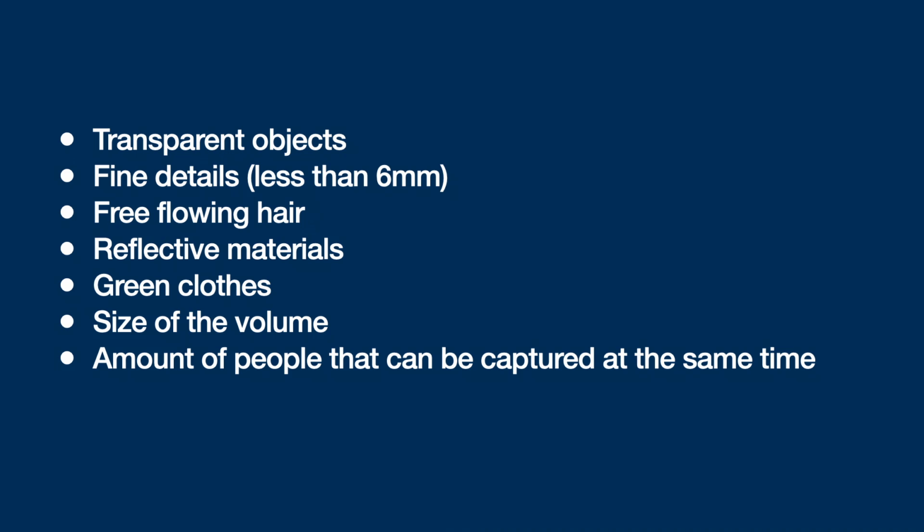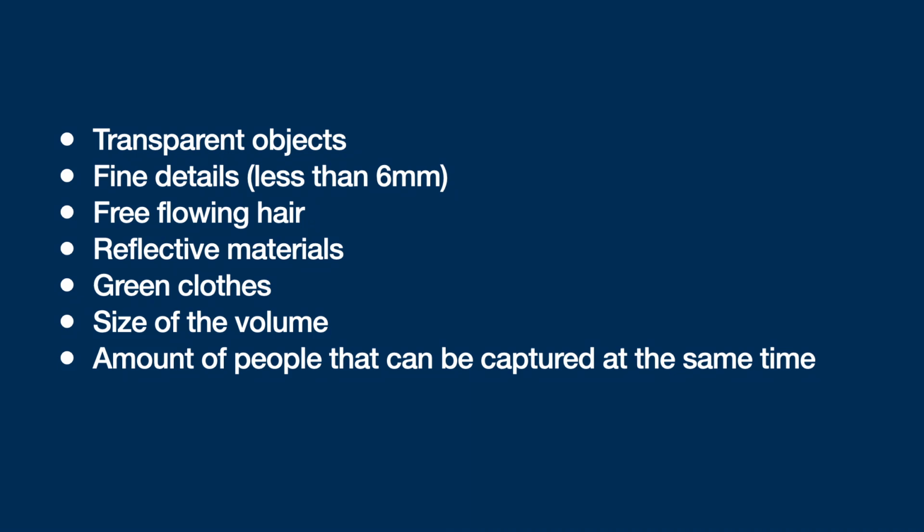Just like for photogrammetry, we cannot use transparent objects, so like water bottles or glasses. We cannot capture any details that are smaller than 6 millimeters. For example, a cigarette. We would have to redo it in 3D. We cannot do free-flowing hair because, again, it's smaller than 6 millimeters. We cannot shoot reflective material because it would reflect on the green screen, so if we had to shoot a sword, we would use a wooden sword and replace it later in post-production.